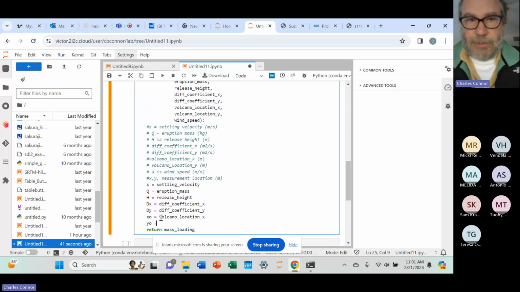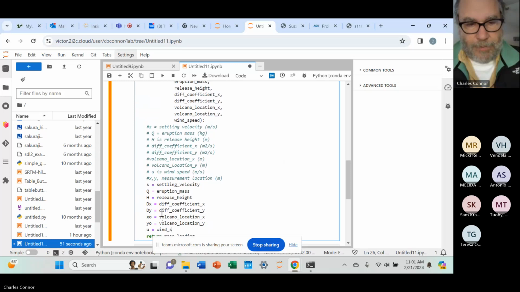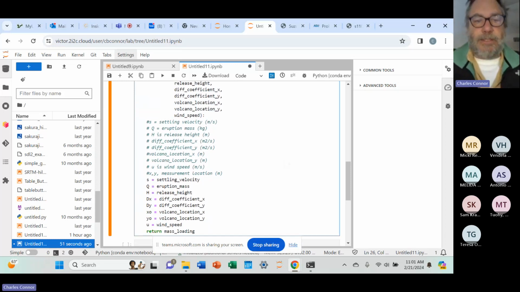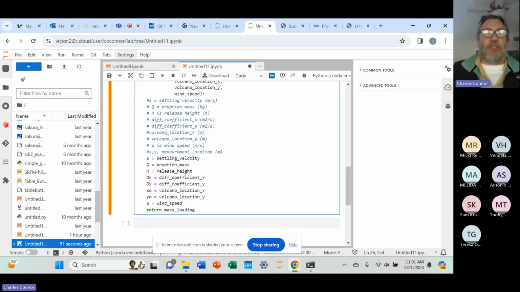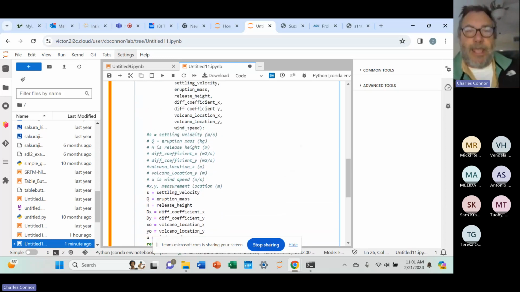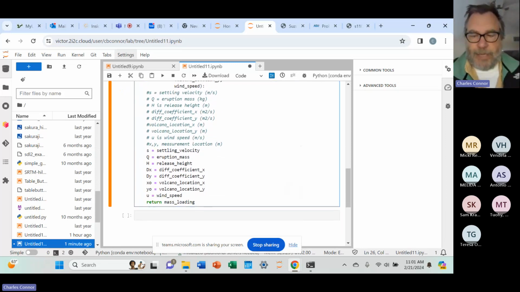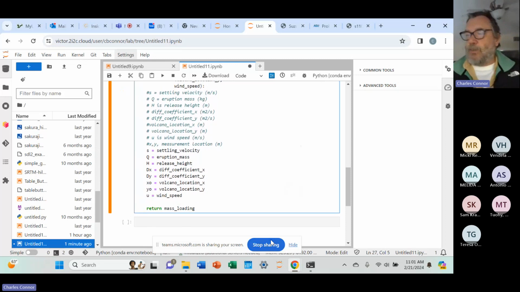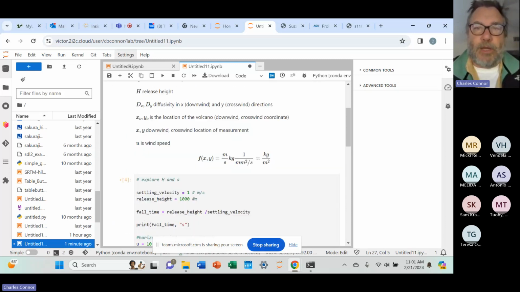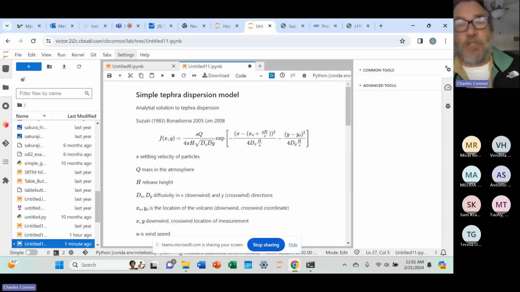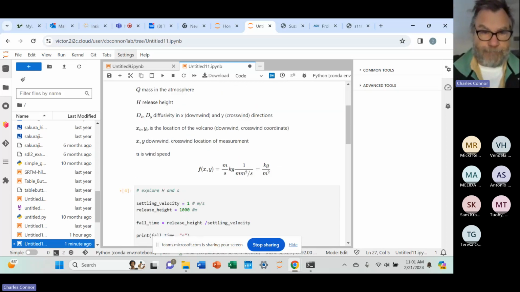And y naught is the volcano location in the y direction and the crosswind direction. And then u is equal to the wind speed. Okay, so I've just developed a local nomenclature in my particular code to handle all these arguments I'm passing, right? And so what I do when I need to implement an equation that looks like this is I usually just break it up into parts.